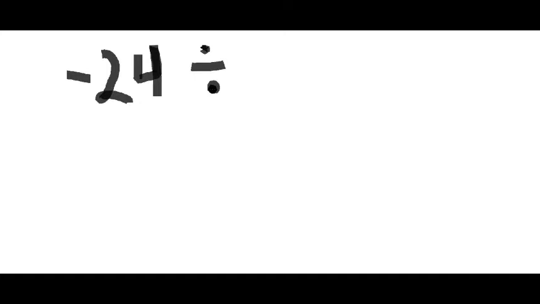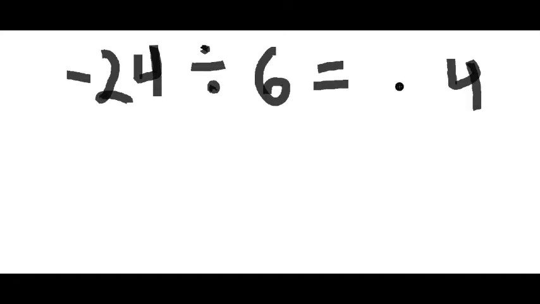I'll change the numbers to negative 24. There we go. Negative 24 divided by 6. Well, 24 divided by 6 is what? It's 4. And since there's one negative, the answer is going to be negative. But if this was negative 24 divided by negative 6, the answer would be positive.